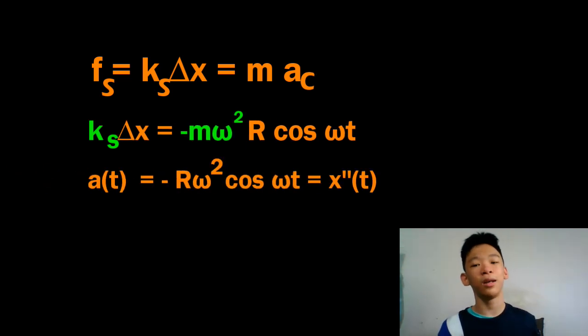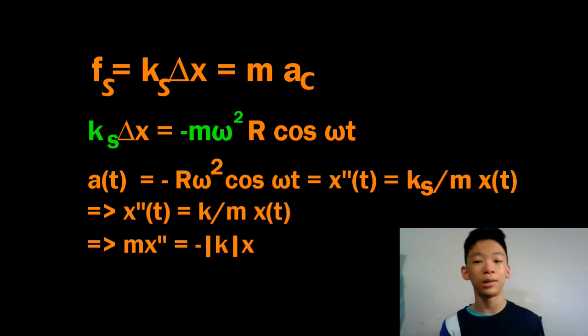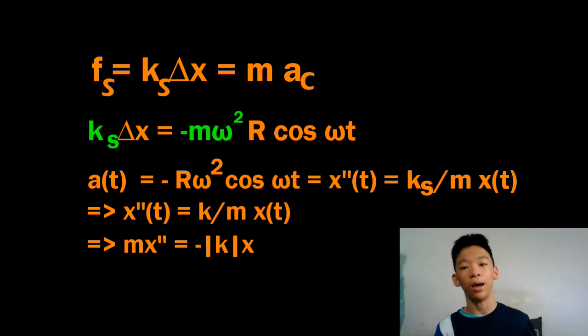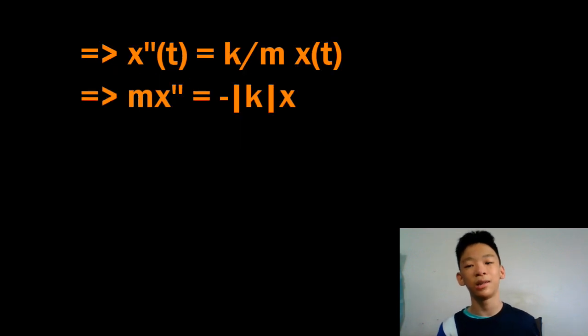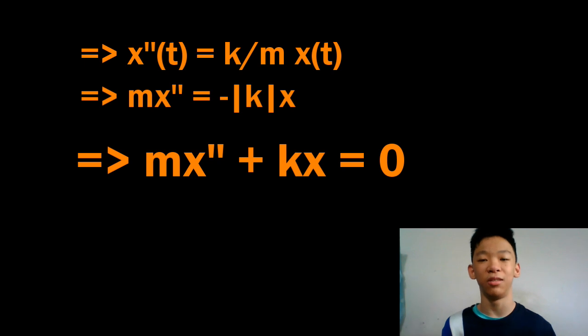And because we know that the acceleration is the second derivative of the position with respect to time, we can get that the force is m x double prime, which is negative kx. By moving the negative kx to the left, we get m x double prime plus kx equals 0. We have derived Newton's spring differential equation.